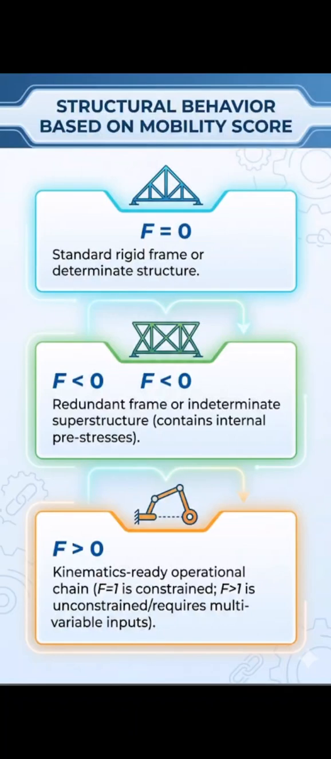Structural behavior based on mobility scores. F is equal to 0: standard rigid frame or determinate structures. F less than 0: redundant frame or indeterminate superstructure, contains internal pre-stresses. F greater than 0: kinematic-ready operational chains. F equal to 1 is constrained. F greater than 1 is unconstrained, requires multivariable inputs.